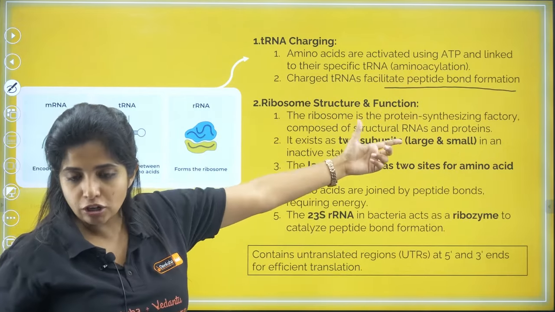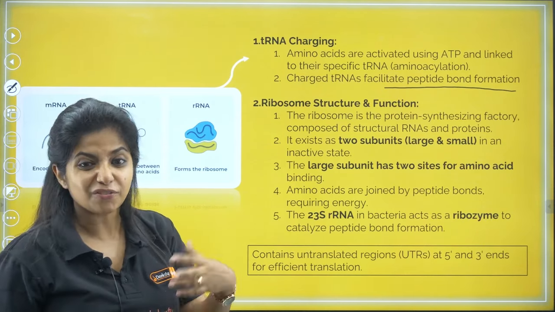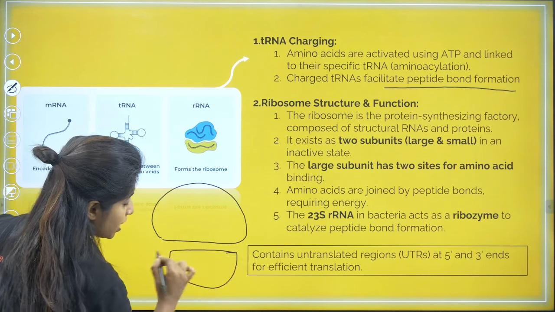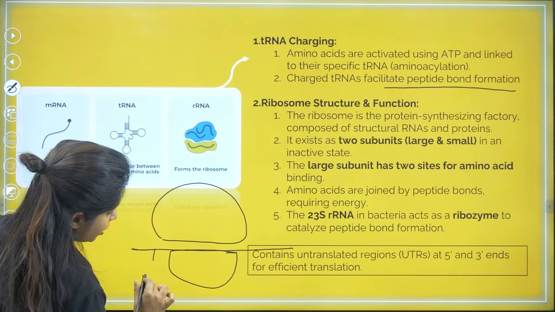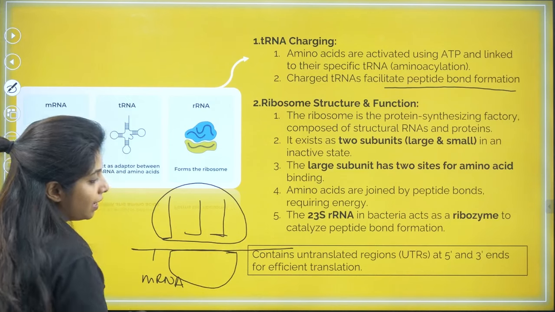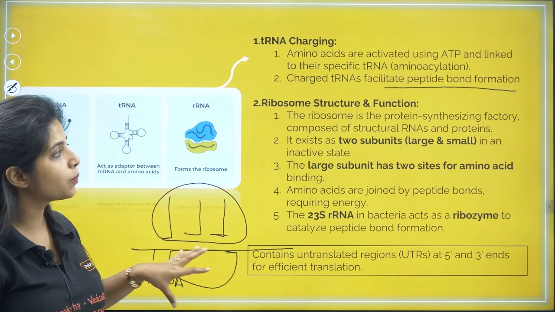Now, ribosome structure and function. The ribosome is known as the protein synthesizing factory. Why? Because the ribosome has a larger subunit and a smaller subunit, and in between, sandwiched, is your mRNA, which is going to be read by the tRNA. Since they help in the formation of proteins, they are known as the protein factories.